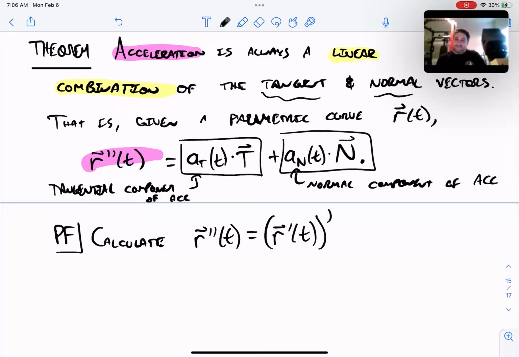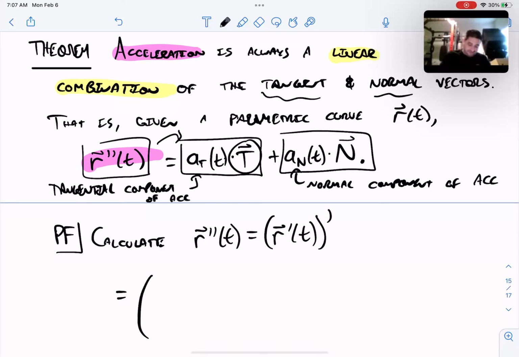r double prime. What's r double prime? It's r prime, prime. This is the first step of this proof. Why might I do such a thing? Well, I'm starting on the left-hand side, and I'm trying to get to the right-hand side. Why is this progress? Because the definition of T is r prime over the magnitude of r prime. That's why I wanted to rewrite it as a single prime.